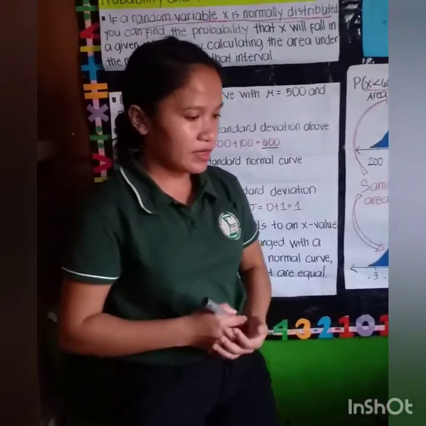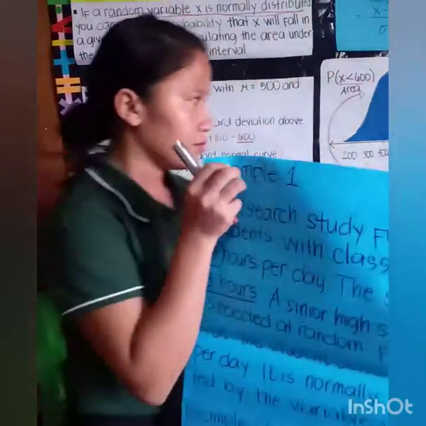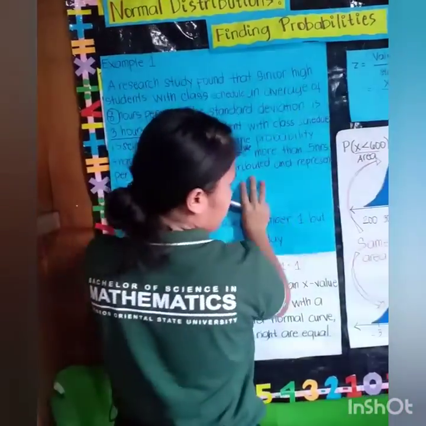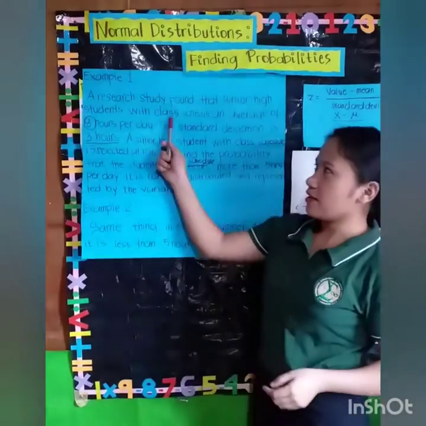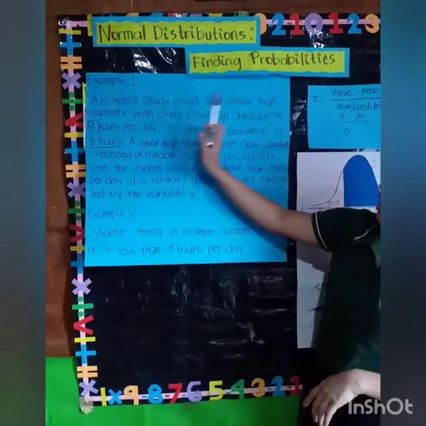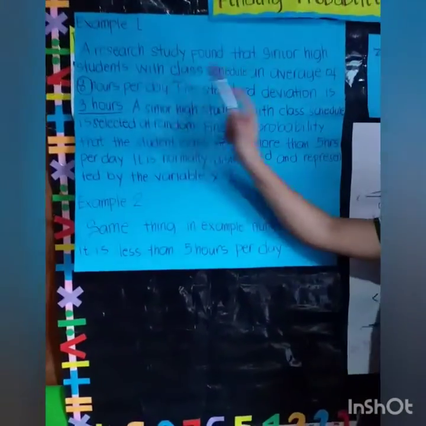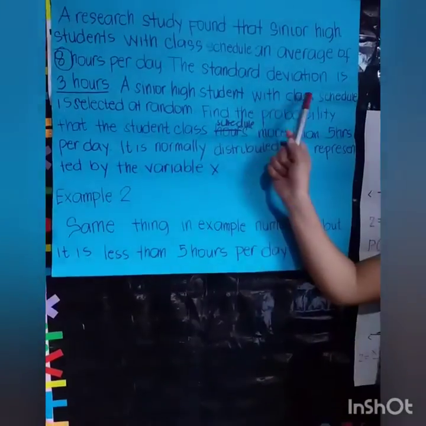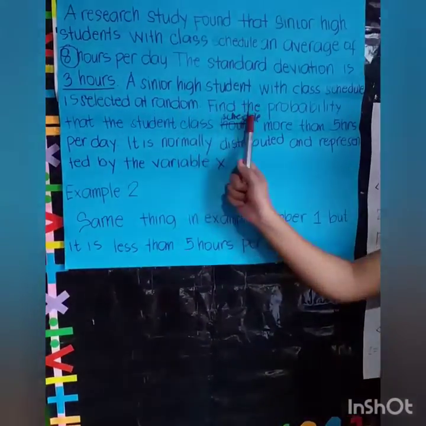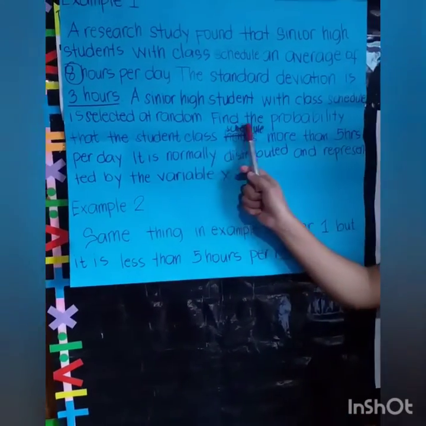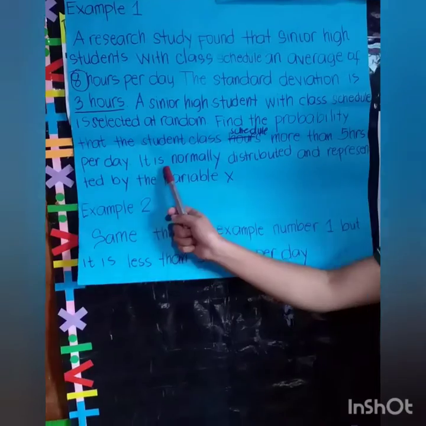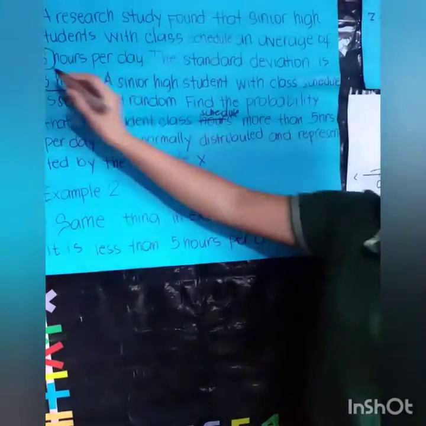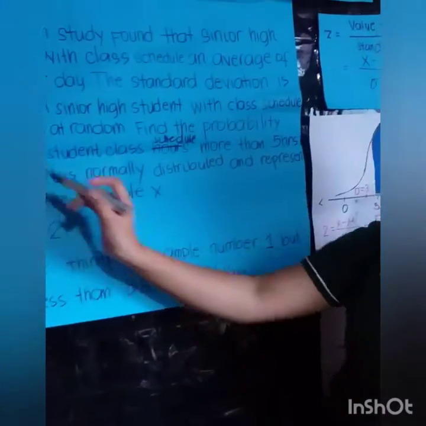So I have here an example. For example number 1, a research study found that senior high students with class schedule an average of 8 hours per day. The standard deviation is 3 hours. A senior high student with class schedule is selected at random. Find the probability that the student's class schedule is more than 5 hours per day. It is normally distributed and represented by the variable x. So our mean is 8 and our standard deviation is 3.